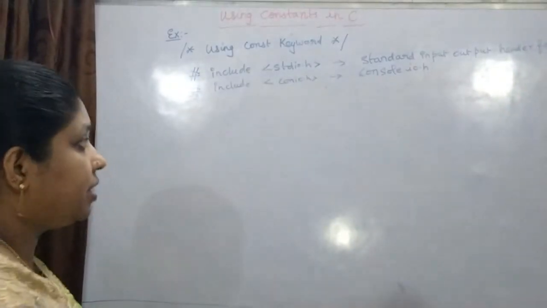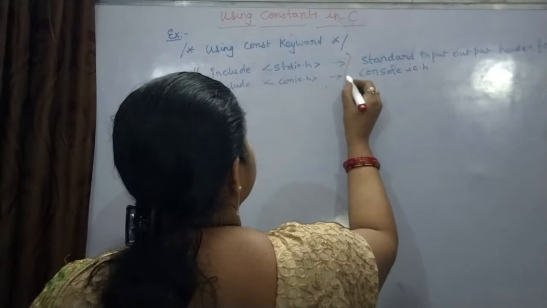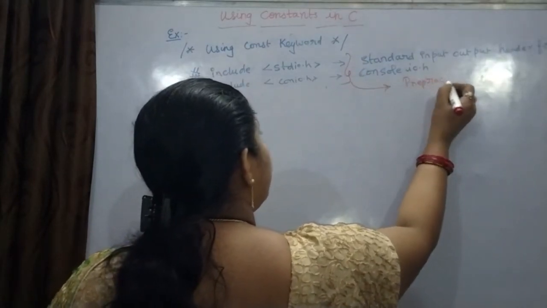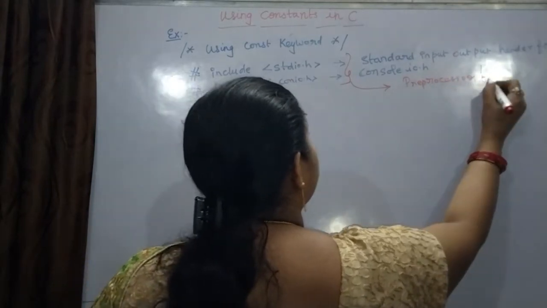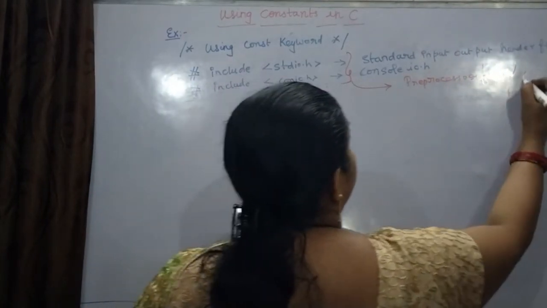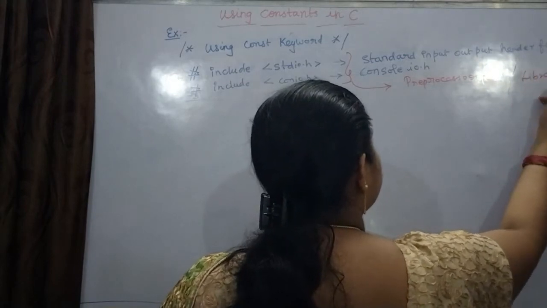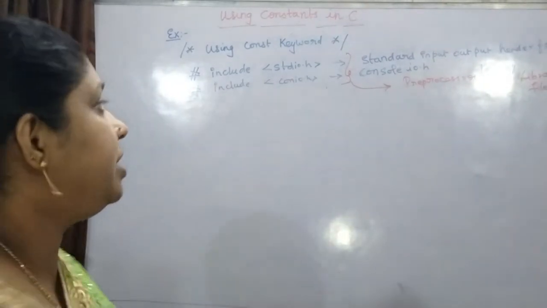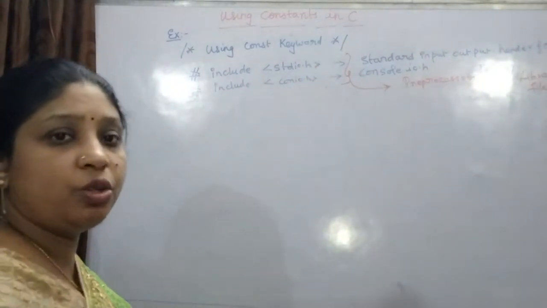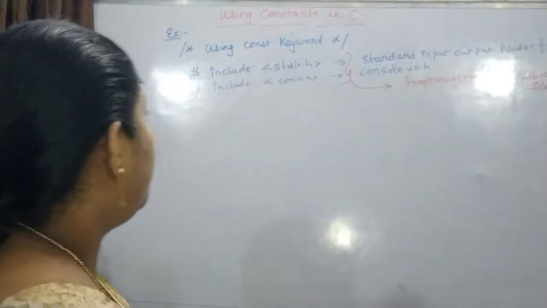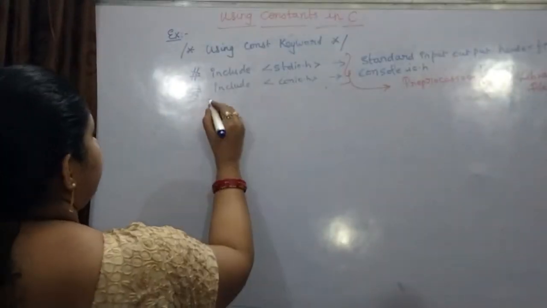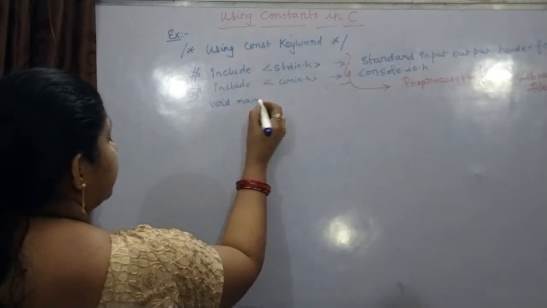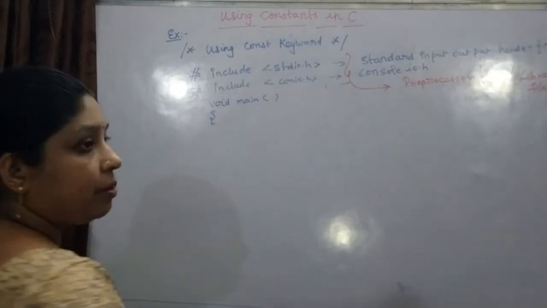These files are also called preprocessor files or library files, because all the processing will be done with these files only. Without those files your program is not going to work. Next I am starting the program. Void main function. I am opening the program.